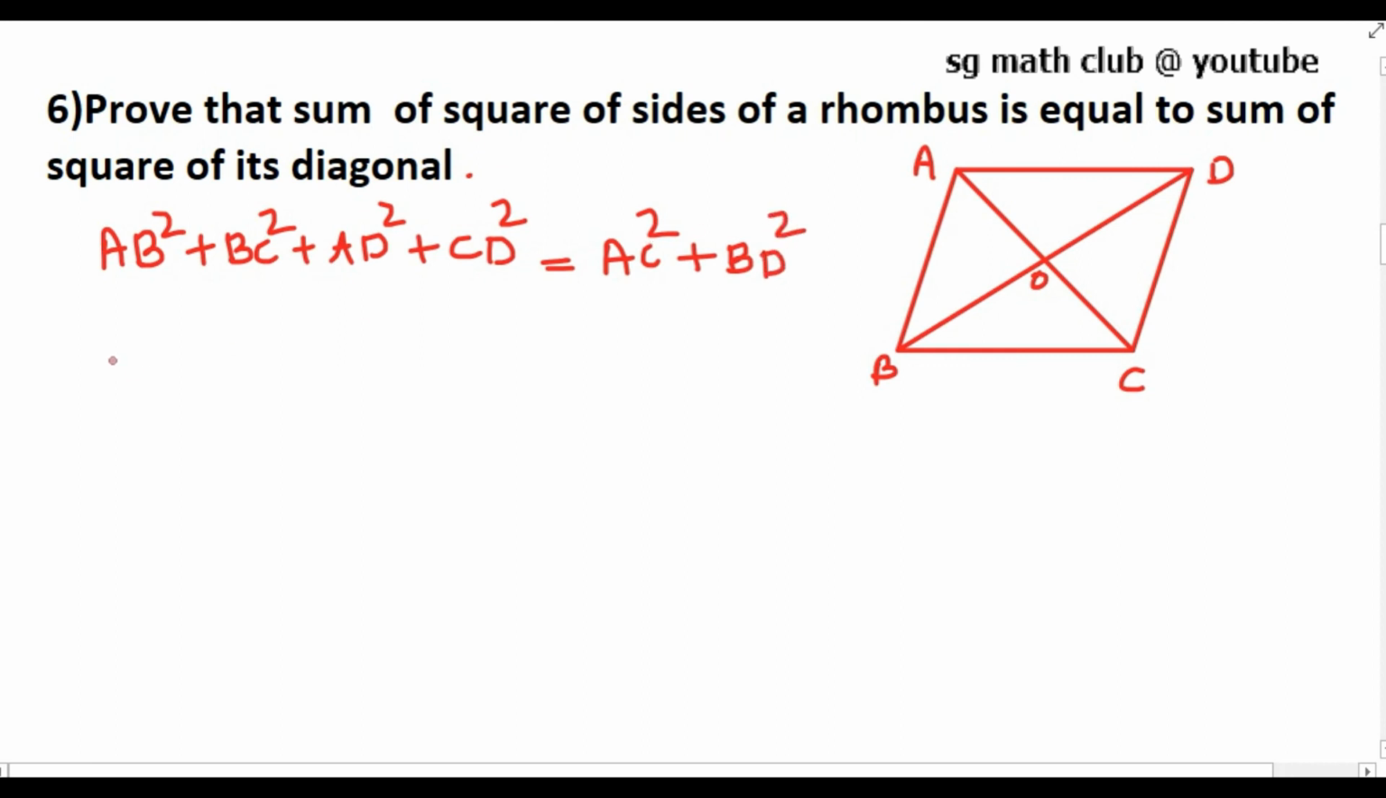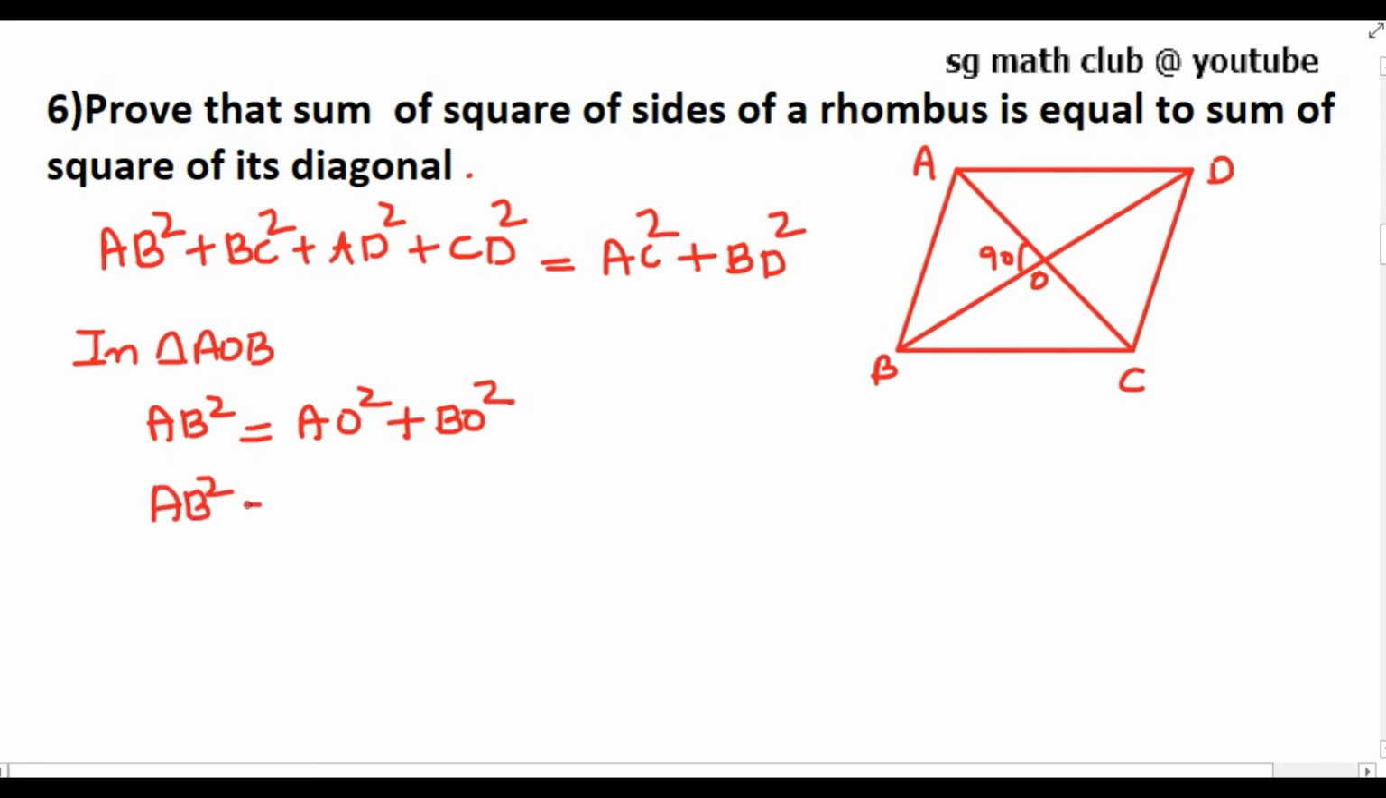So to prove this, we are going to take the right angle triangle AOB. If I take the right angle triangle AOB, we know this angle is 90 degrees. So I can write by Pythagoras relation AB square is equal to AO square plus BO square. And also we know that in a rhombus the diagonals bisect each other. So this AO I can write as half AC, because AO and OC both are equal. Diagonals bisect each other at right angles.